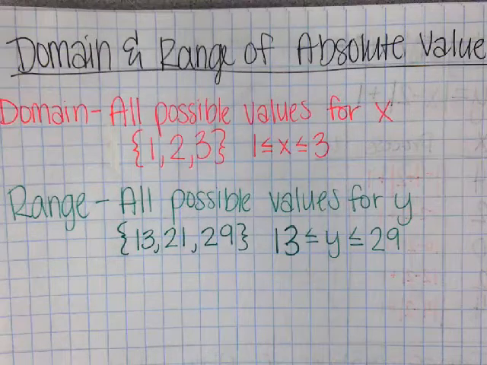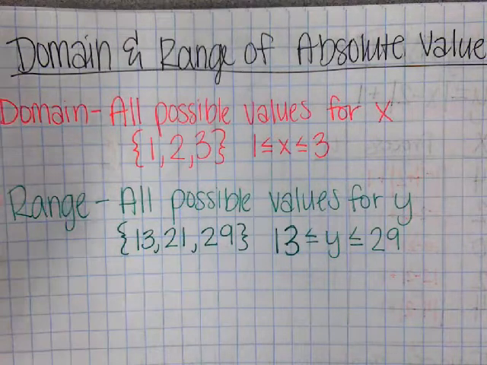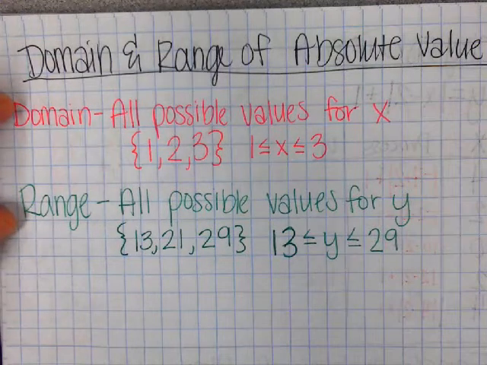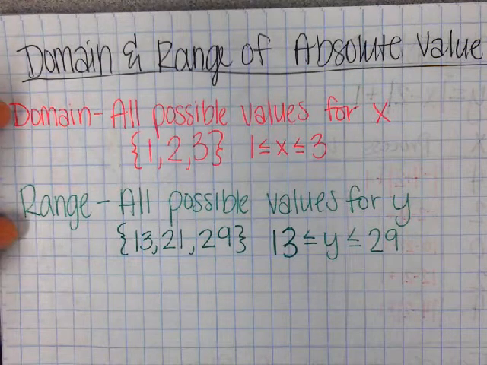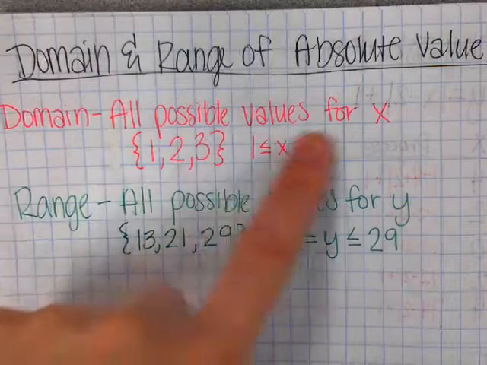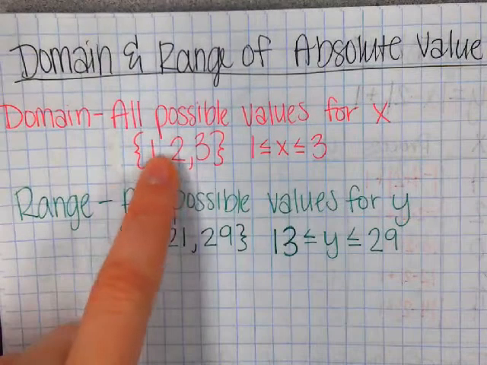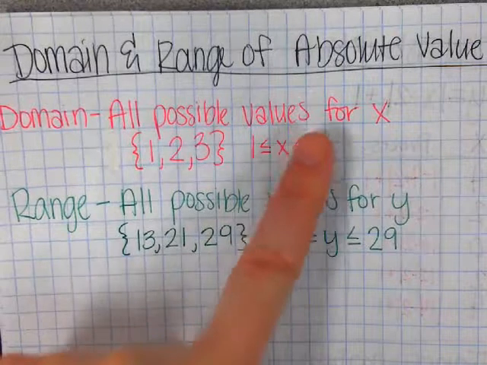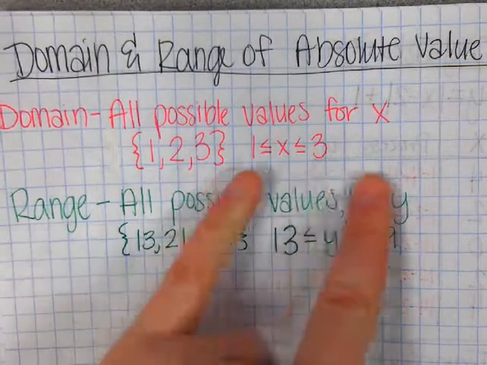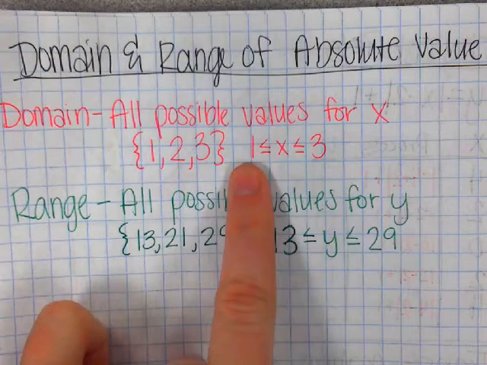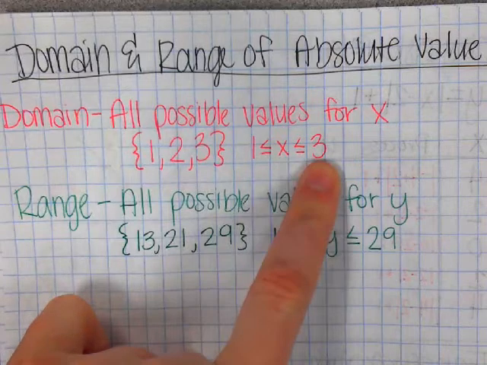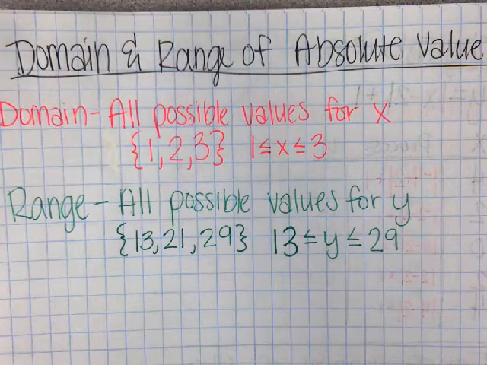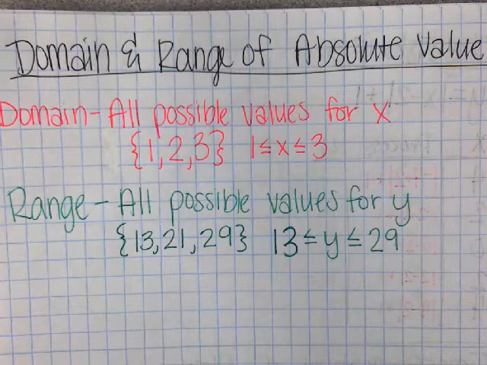So domain and range of absolute value. These are the definitions that you've written down before in your notes. So if you flip back through all of your stuff, you'll find domain is all possible values for x. We just listed them out, and then we also said 1 is less than or equal to x, which is less than or equal to 3. Now, this only works if 1 is the lowest and 3 is the largest. If it could have been any number, then we would say domain is all real numbers, or all numbers.